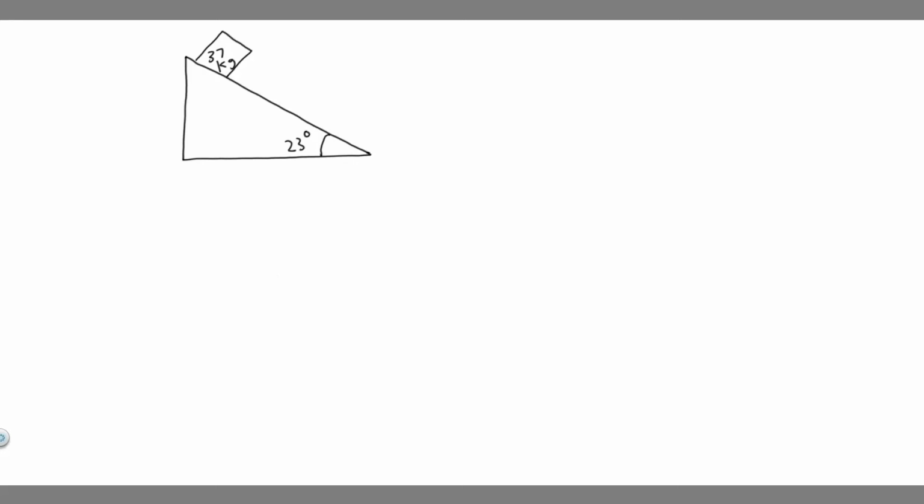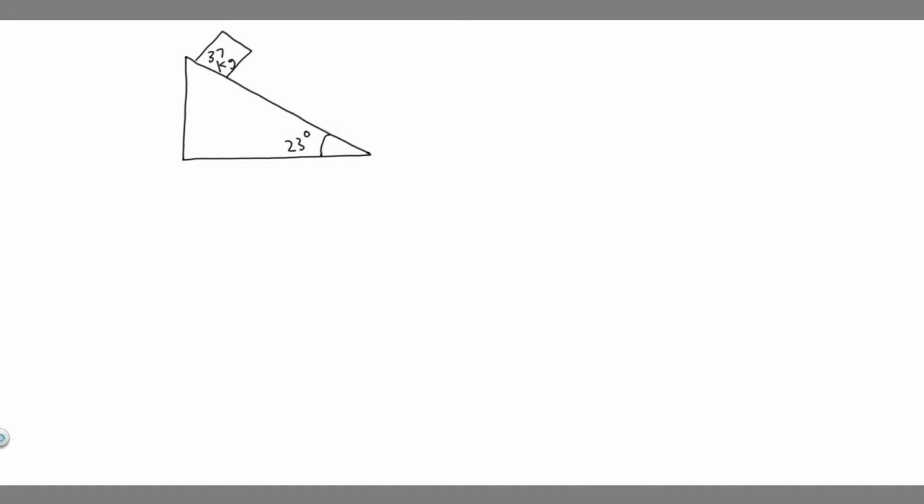In this problem, we're told a 37 kilogram crate is placed on an inclined ramp. When the angle the ramp makes with the horizontal is increased to 23 degrees, the crate begins to slide downward. A. What is the coefficient of static friction between the crate and the ramp? B. At what angle does the crate begin to slide if the mass is doubled?